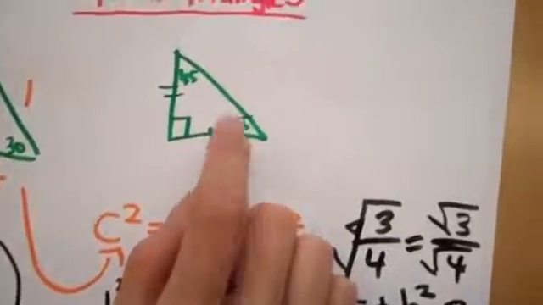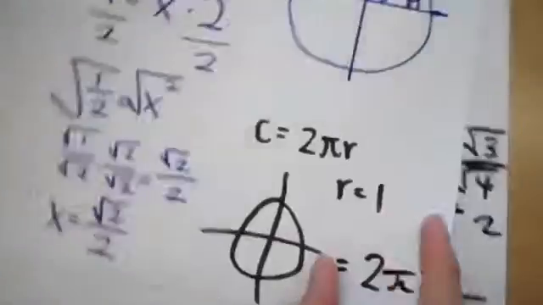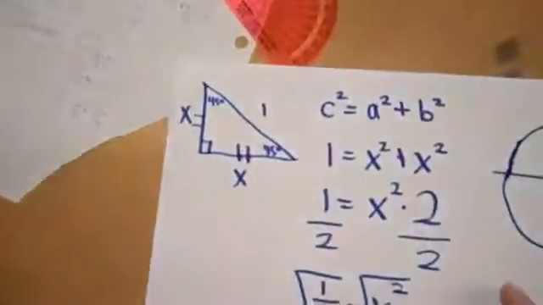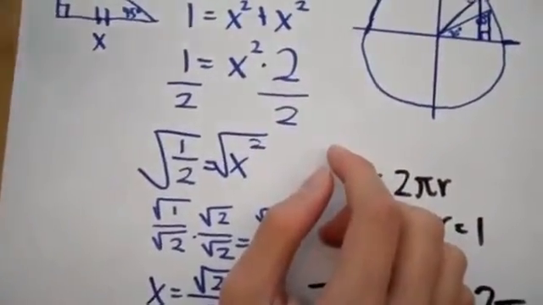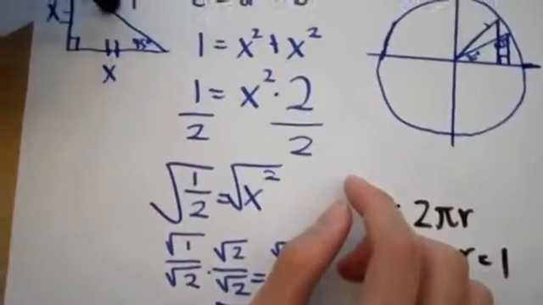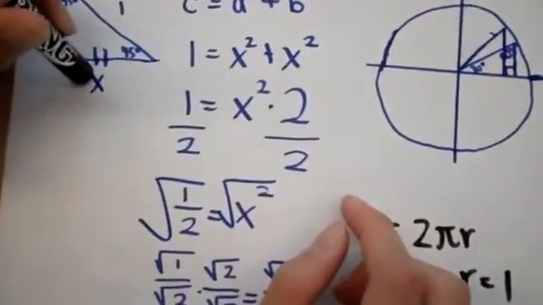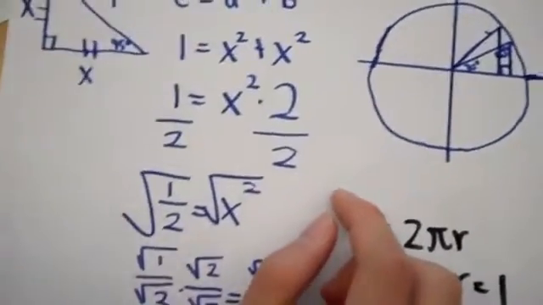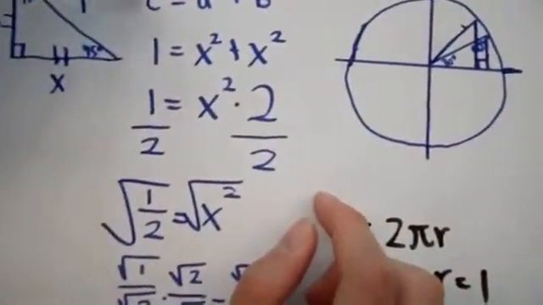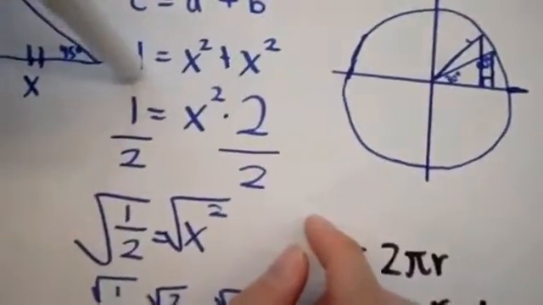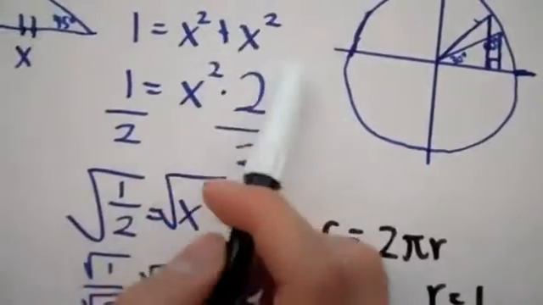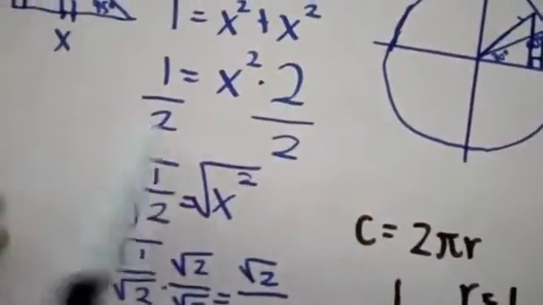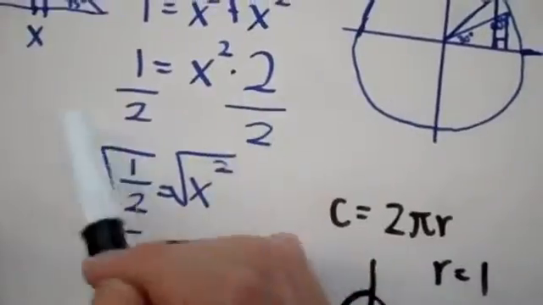Now for the 45, 45, 90, you have two sides that are equal and one side that's longer than the others. This is what you call an isosceles triangle. So for the hypotenuse, you put in 1 equals x squared plus x squared. And x squared plus x squared equals 2x squared. Then you divide both sides by 2.